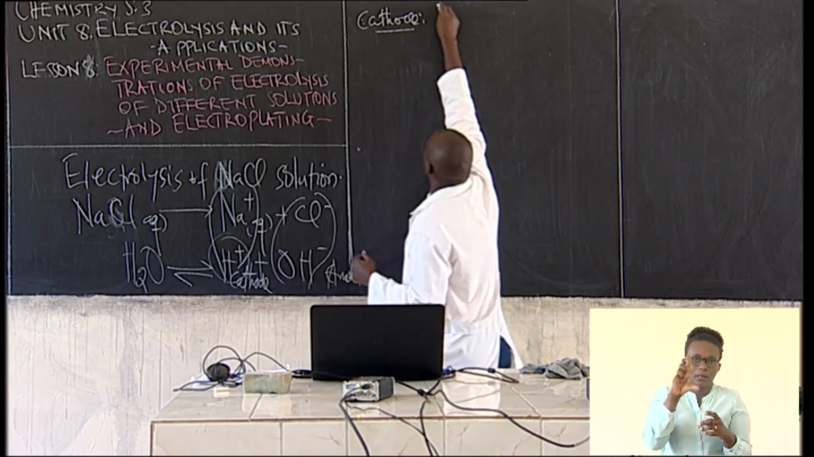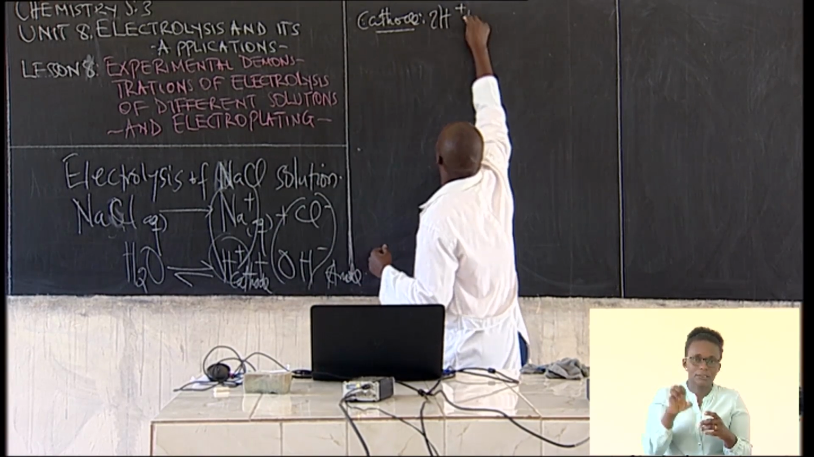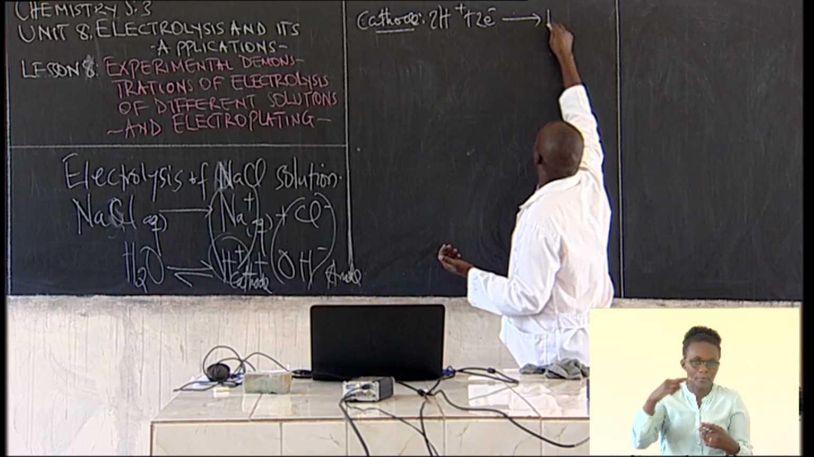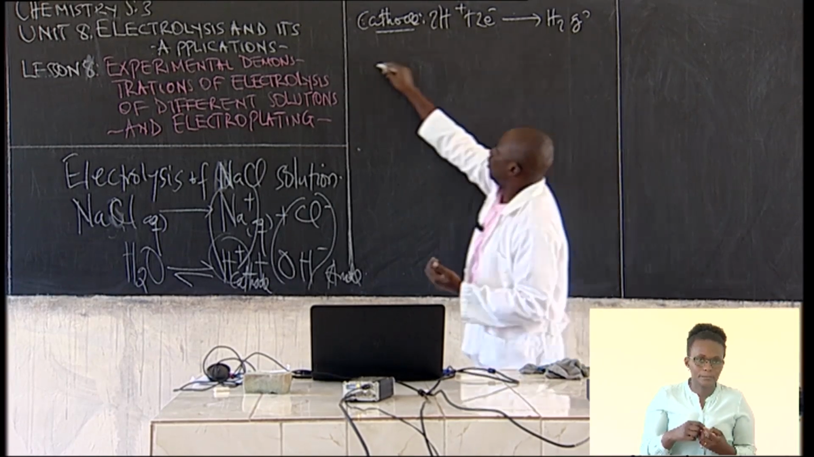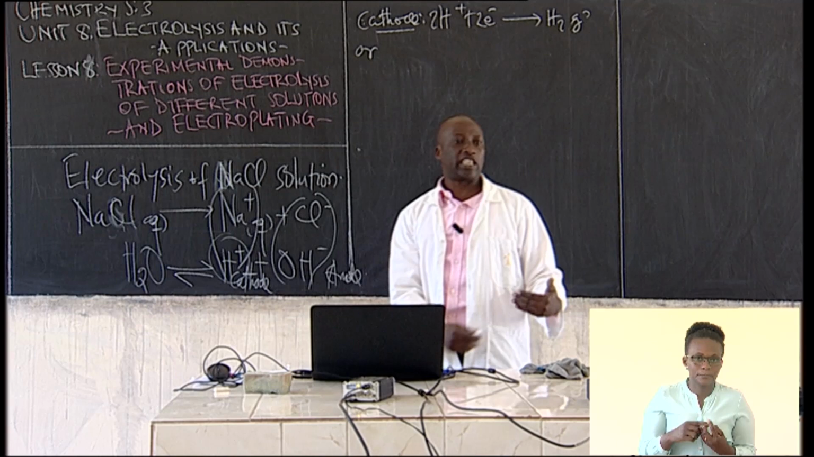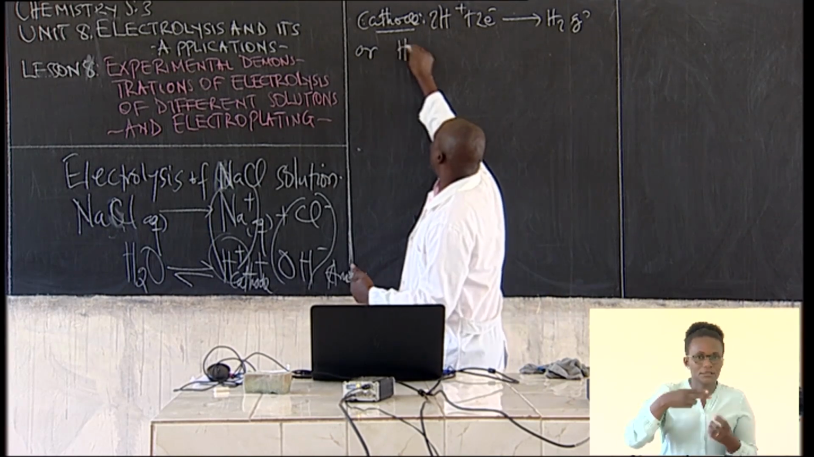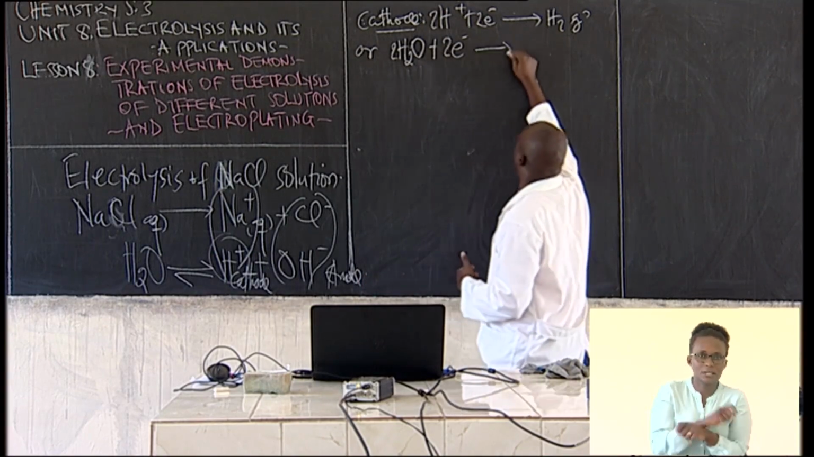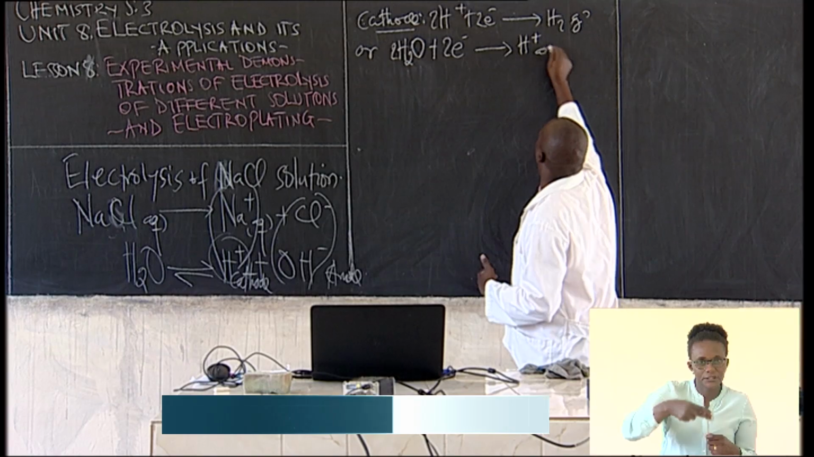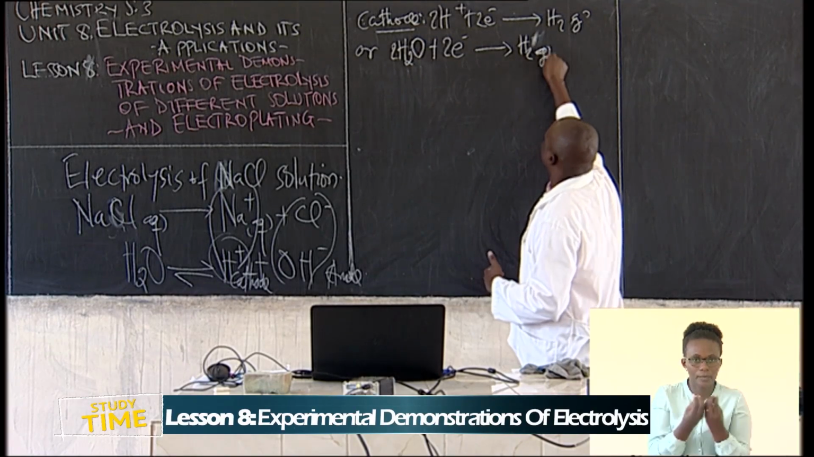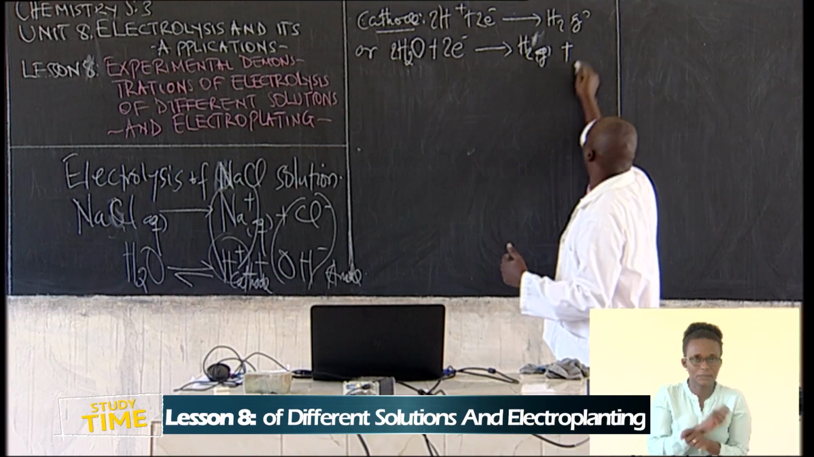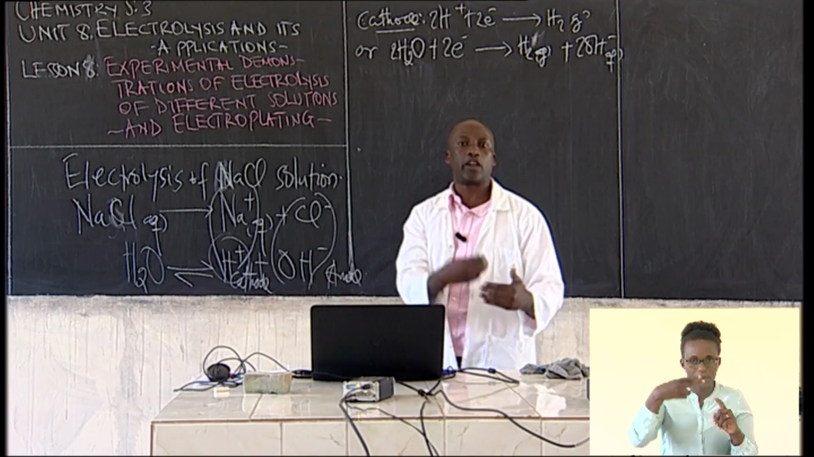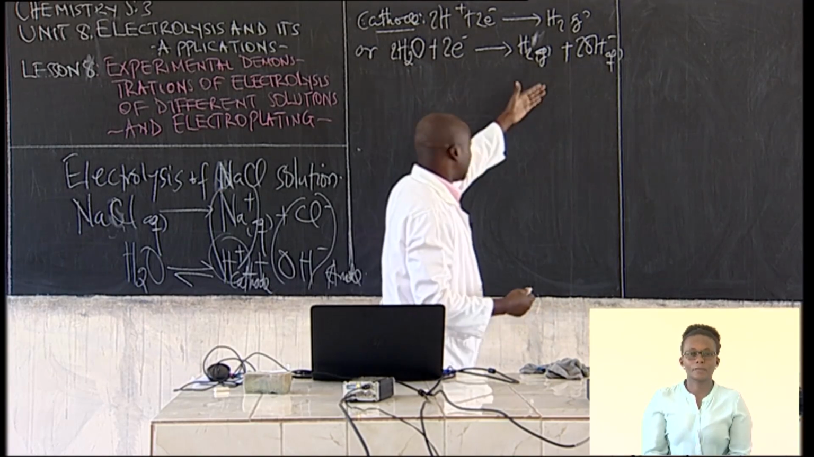So at the cathode, you have the two hydrogen ions gaining electrons to form what? To form the hydrogen gas. Or we can also write this in a different way: the water molecules gain 2 electrons to liberate the hydrogen gas, plus the 2 OH ions. So there are 2 ways of how you can write these equations. The hydrogen gas is being liberated.